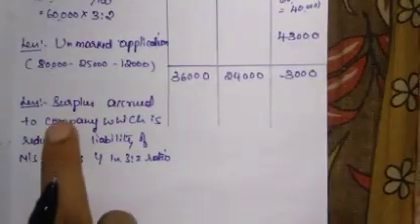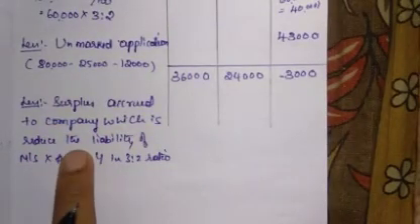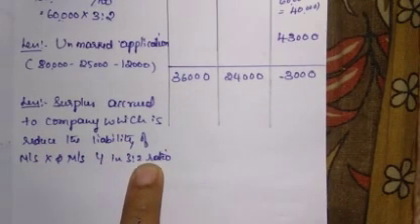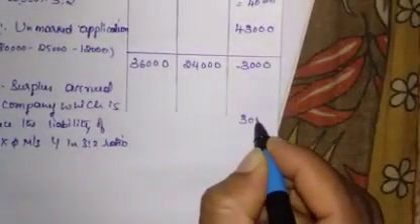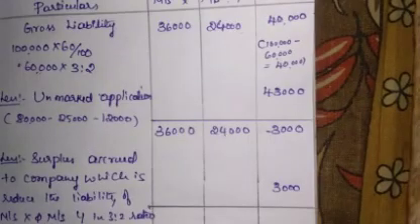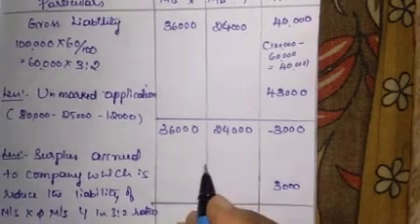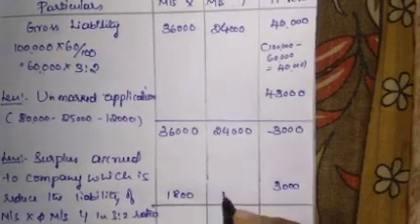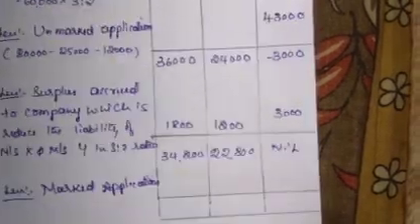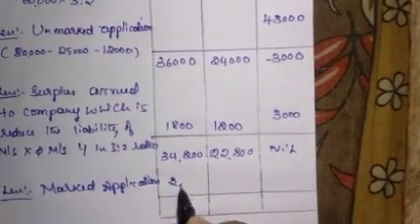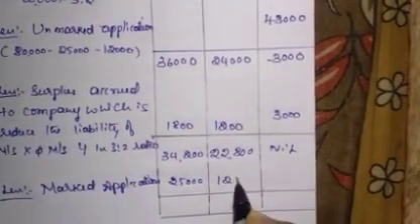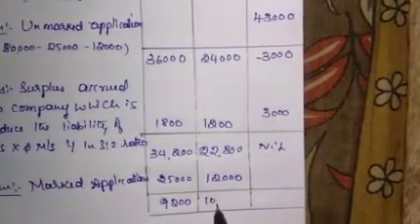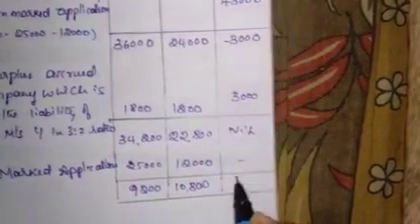Less surplus accrued to the company, which is used to reduce the liability of Messrs X and Y in the ratio 3:2. So total surplus is 3,000. 3,000 into 3 by 5, that is 1,800. 3,000 into 2 by 5, 1,200. Marked application of X 25,000, Y 12,000, given in the problem. So we get net liability of 9,200 for X, and for Y 10,800 shares, and the company's liability is nil.